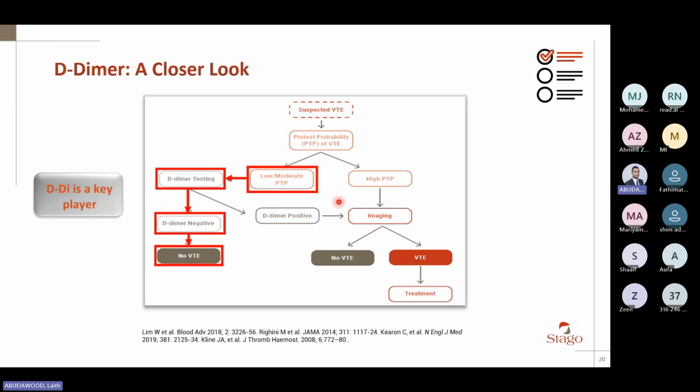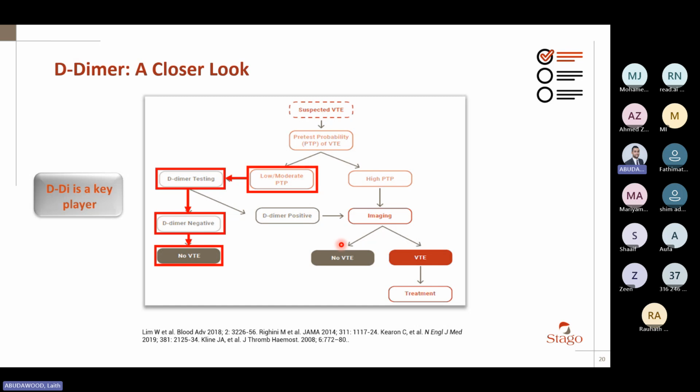Imaging is the diagnostic test that tells me if the patient actually has VTE or does not have VTE. D-dimer does not tell me if the patient has VTE or not. D-dimer just says you have a clot. What is this clot? I have no clue. How about people who have low or moderate pretest probability? These are the ones where D-dimer is useful. So for these people, I run a D-dimer test.